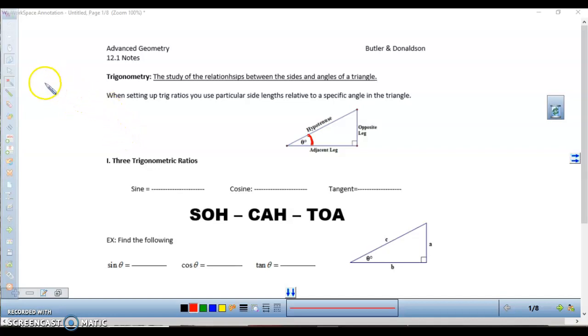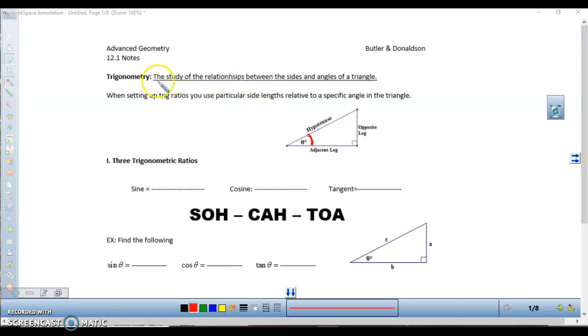Alright guys, welcome to the first notes video for trigonometry. Hopefully you had a chance to watch a little overview video, and this should hopefully clear things up and make some connections from what you saw there to how we're actually going to apply this to solve problems.